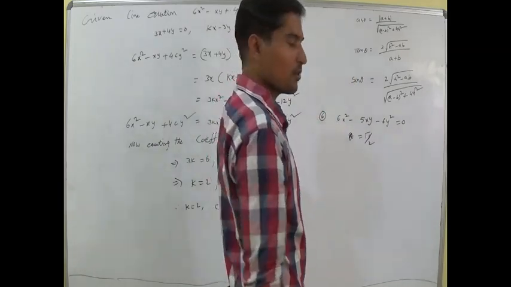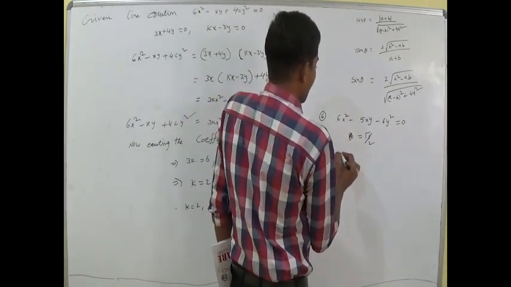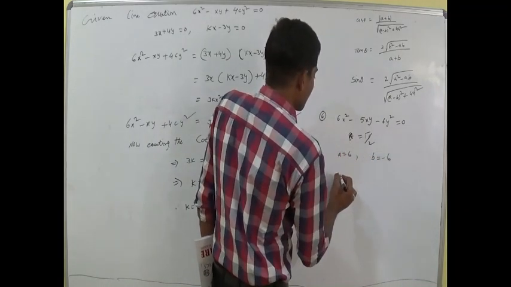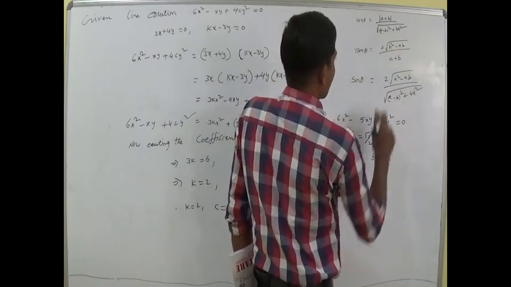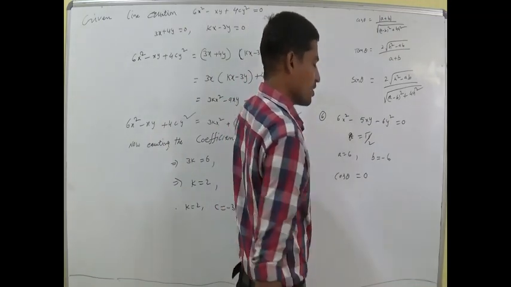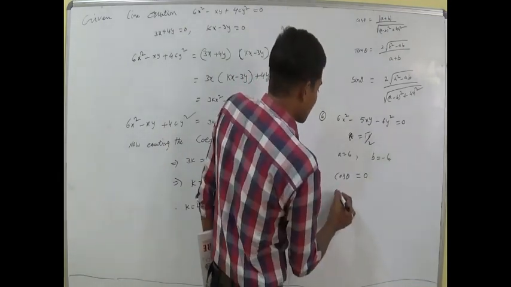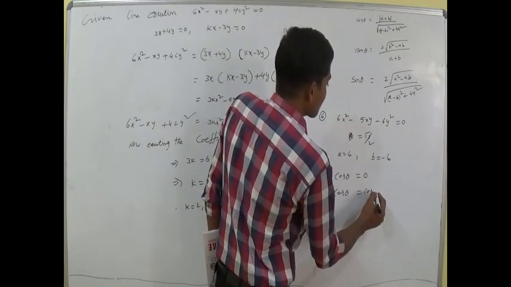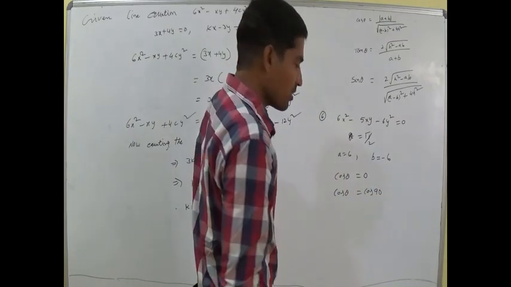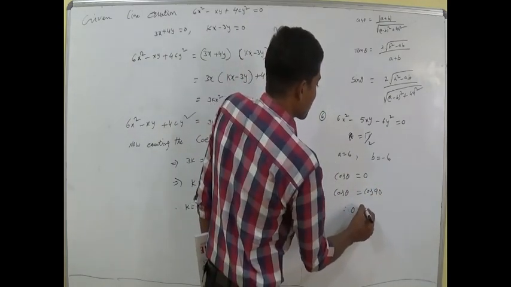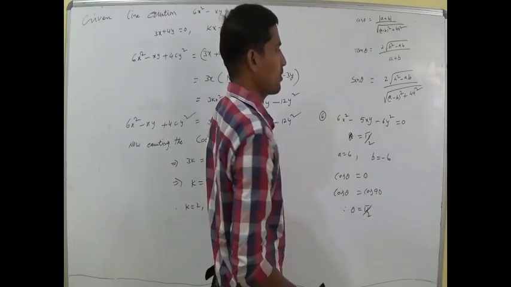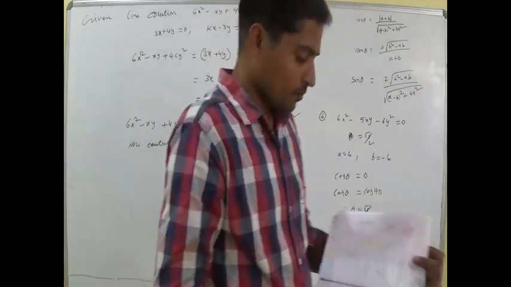Let us see this. Here a is equal to 6, b is equal to minus 6. Cos theta is equal to a plus b, and a plus b is equal to 0. So cos theta is equal to 0, that is cos theta equals cos 90. Therefore theta is equal to pi by 2. So whatever is given is correct.